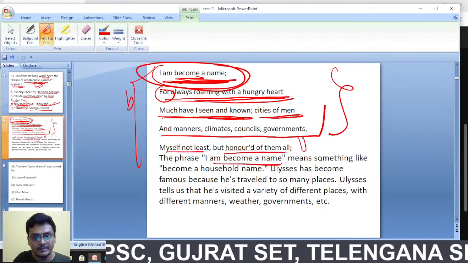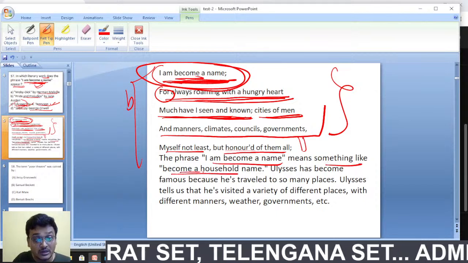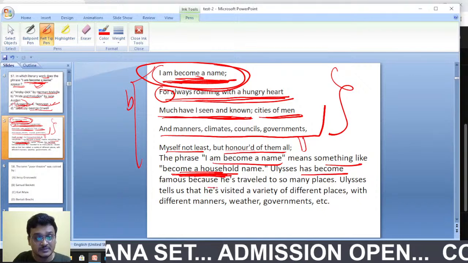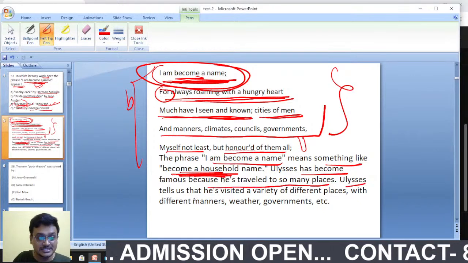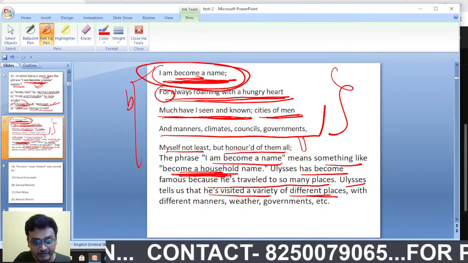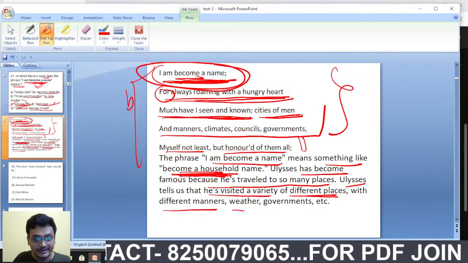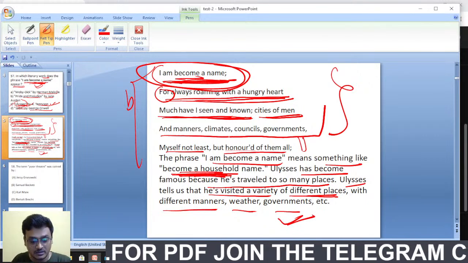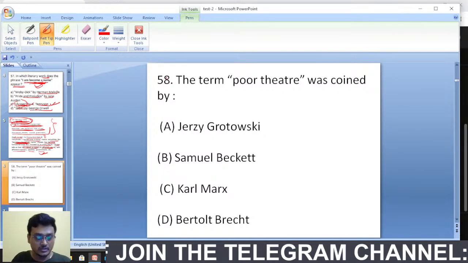The phrase "I am become a name" means something like becoming a household name. Ulysses has become famous because he has traveled so many places. He has visited and explored a variety of different places, with different manners, weather, governments, etc. That's why he is saying, "I am become a name." Got it?